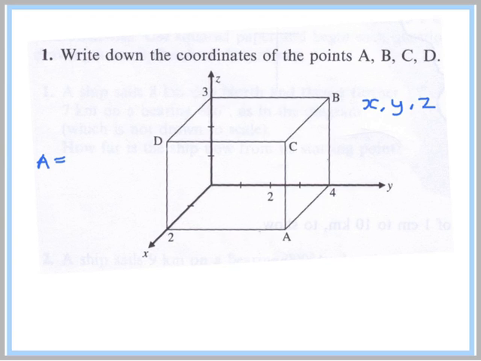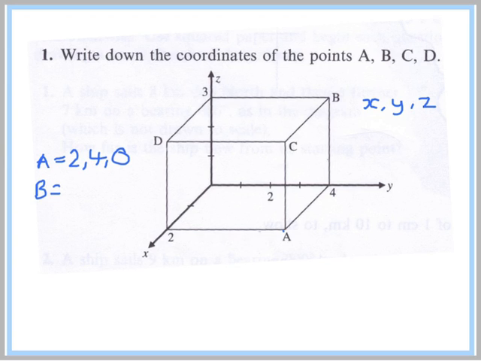Now A, we need to work out the x coordinate first of all. Well, it's travelled 2 along my x-axis, and then it's also travelled 4 along the y-axis here, but we've not gone up the z-axis at all. So this must have the coordinate of 2, 4, 0.